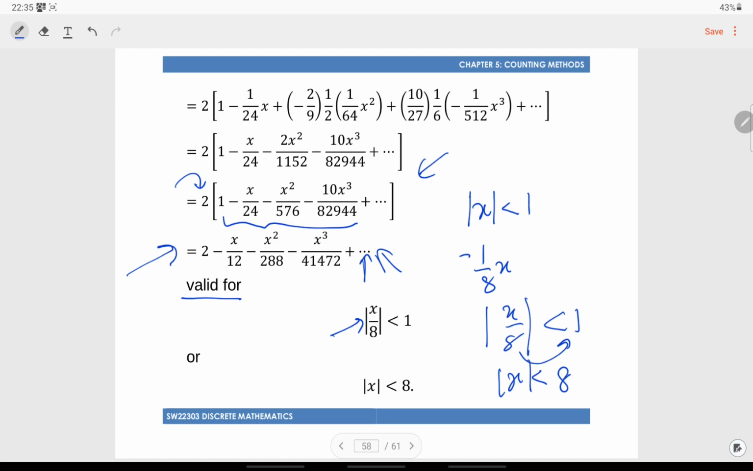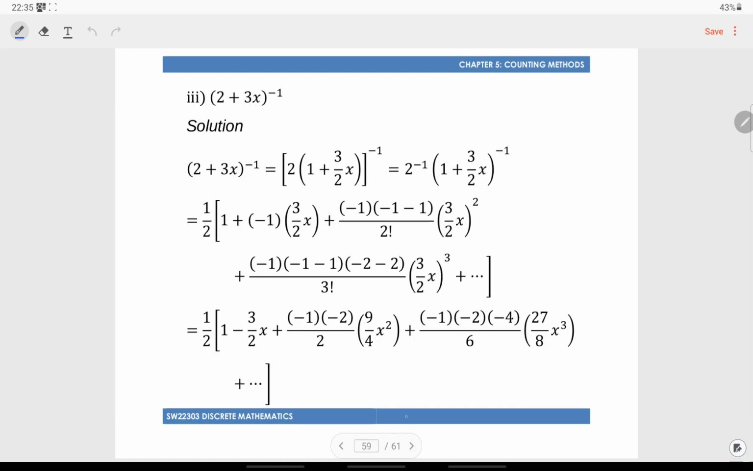So remember, don't forget to put 2 things. The first one is the triple dot, and the second one is this statement, the validity of this expansion. So the validity of this expansion, it is valid for modulus x less than 1. So this time our x is equal to negative 1 over 8x. So simplify this one, and then we obtain the modulus of x less than 8 in order for this expansion to be valid.